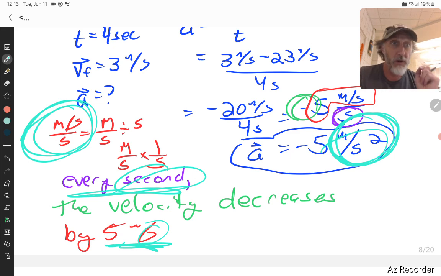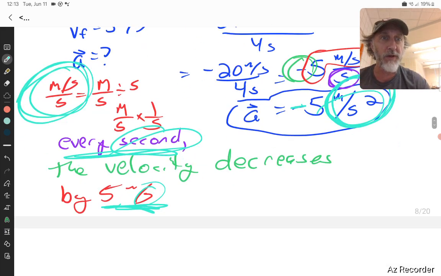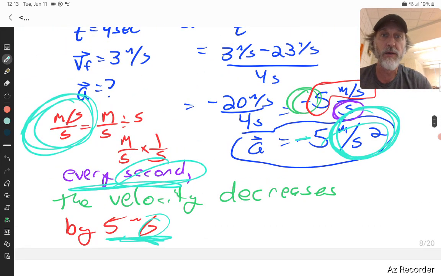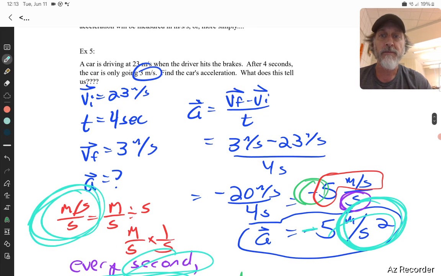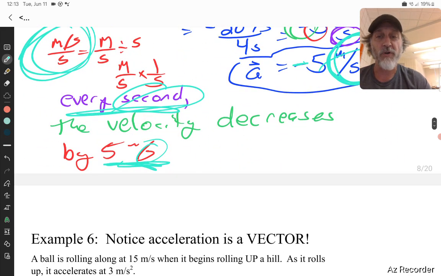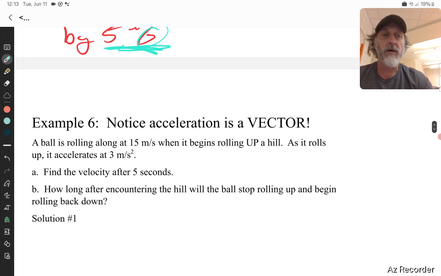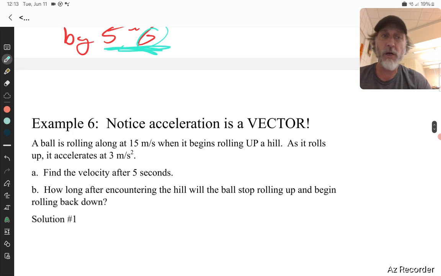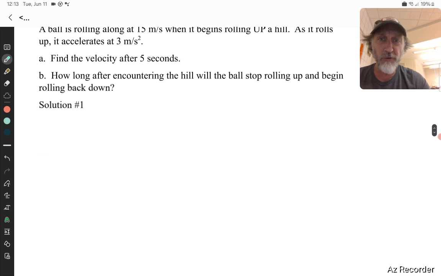Also notice my answer came out negative, which means that the velocity is decreasing. But it also sort of implies that acceleration is a vector. It has direction. So how do we figure out what direction the acceleration points in? I was going to talk about that in a minute. Let's jump ahead a slide.